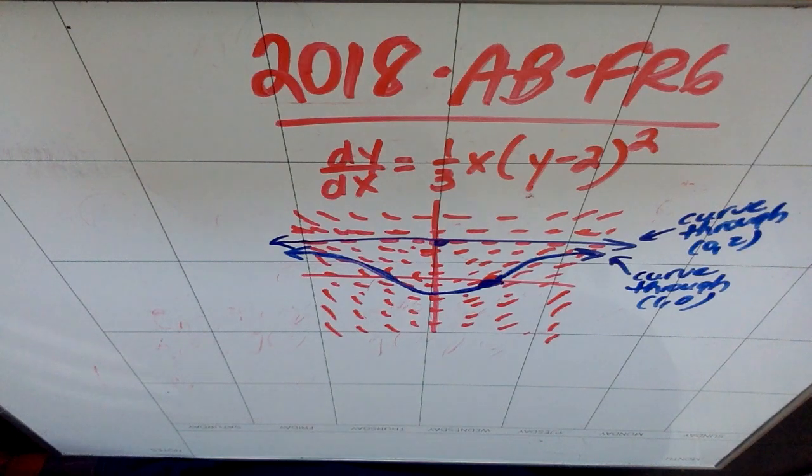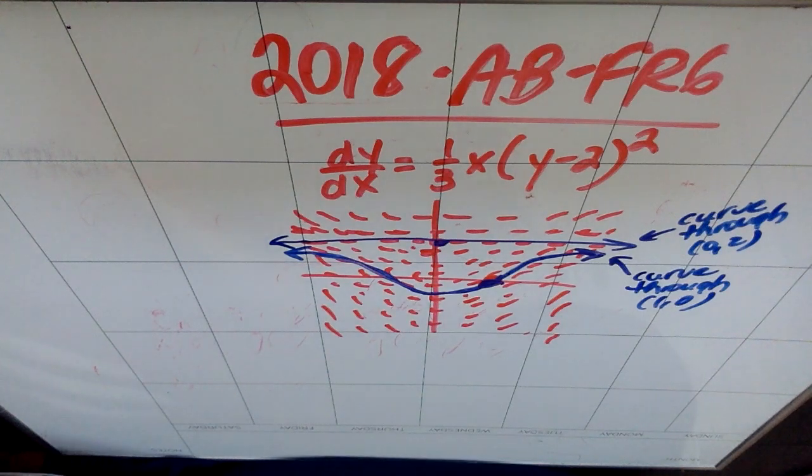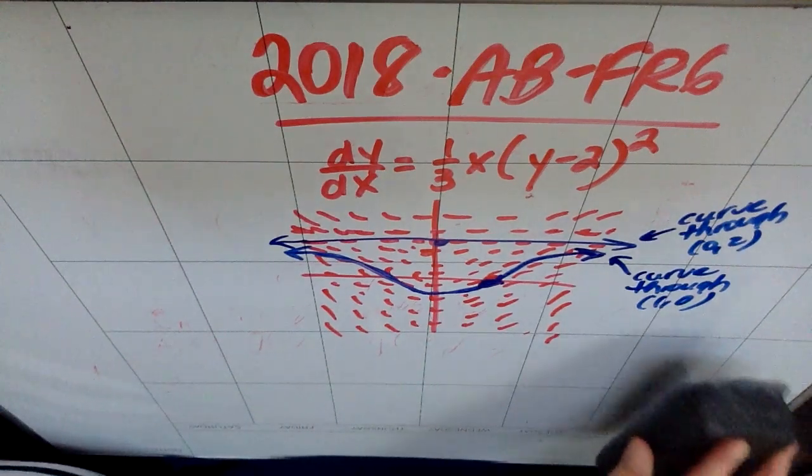Cool. Part B: let y equals f of x be the particular solution to this differential equation with the initial condition f of 1 equals 0. Write an equation for the line tangent to the graph at x is 1, and then use your equation to approximate f of 0.7.